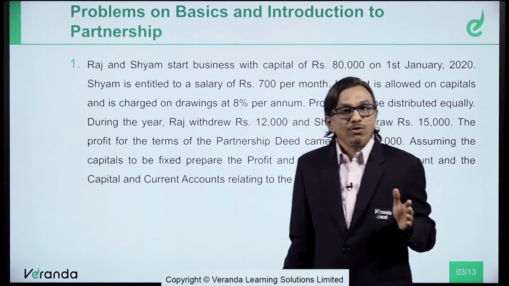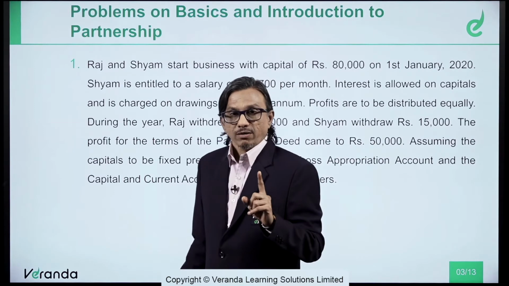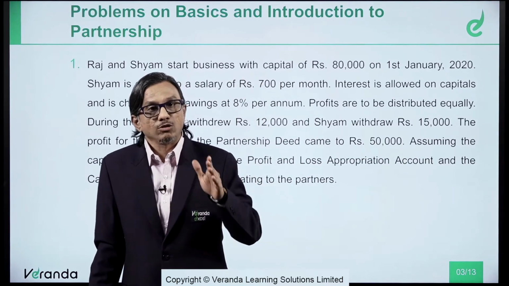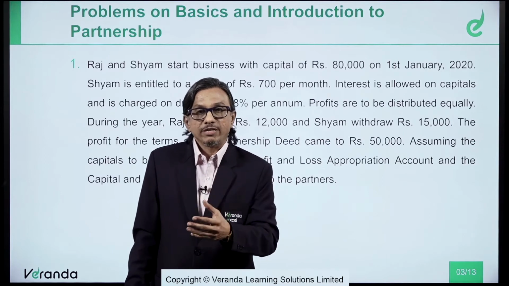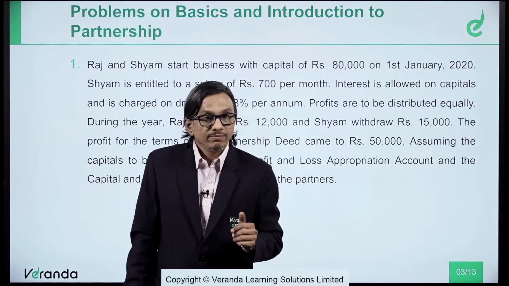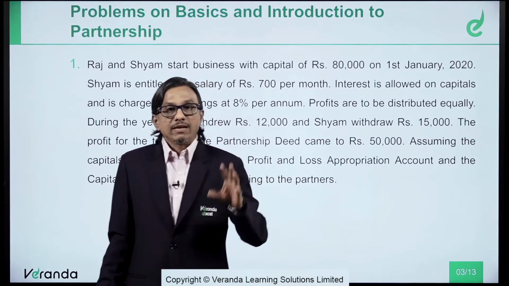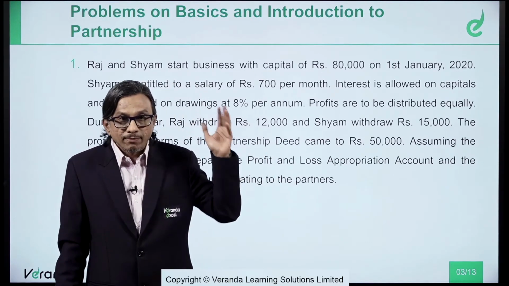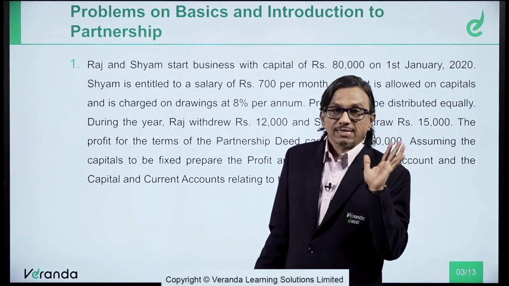But if they decide to follow fluctuating capital method, only 1 account for each partner, capital account. All the adjustments relating to that partner, starting with the opening balance for that year, any additional capital introduced, any amount drawn by them, interest on capital allowed to them, interest on drawings charged on them, salary payable to them, and ultimately the share of profit or loss. Everything will be accounted in that 1 account called the partner's capital account.